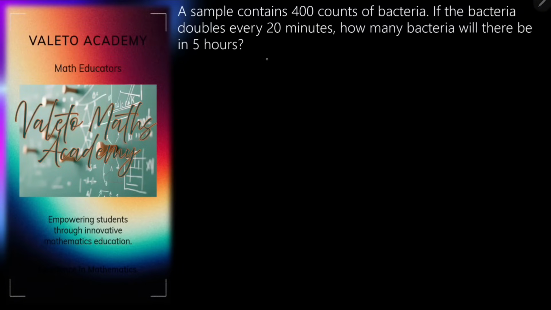This is exponential growth. So we say y is equal to a times b raised to power t. Okay, we're using this form of the formula because there's no rate here. So there is no percentage rate here. What we have here is a proportion, which says the bacteria doubles every 20 minutes. So it means that the rate here is 2. It doubles, that is 2, every 20 minutes.